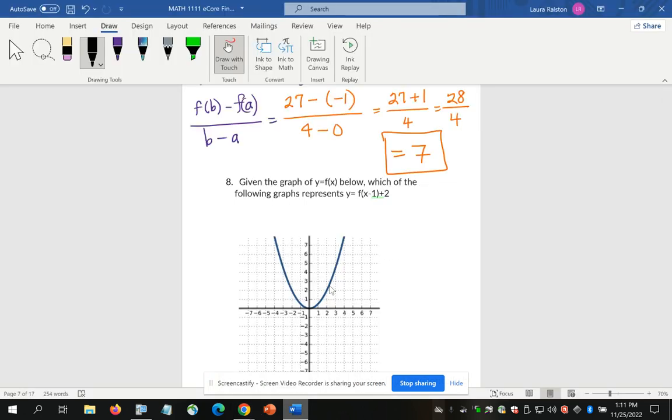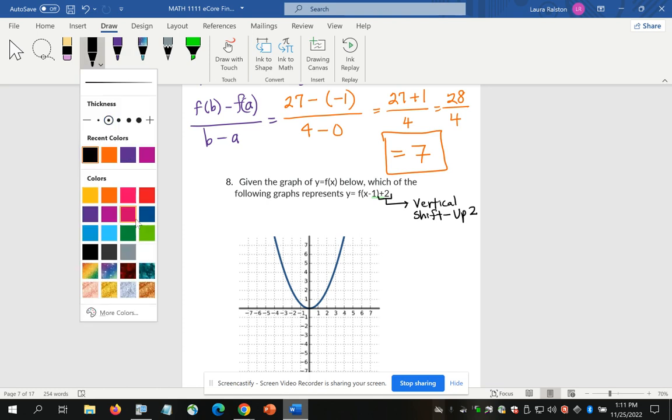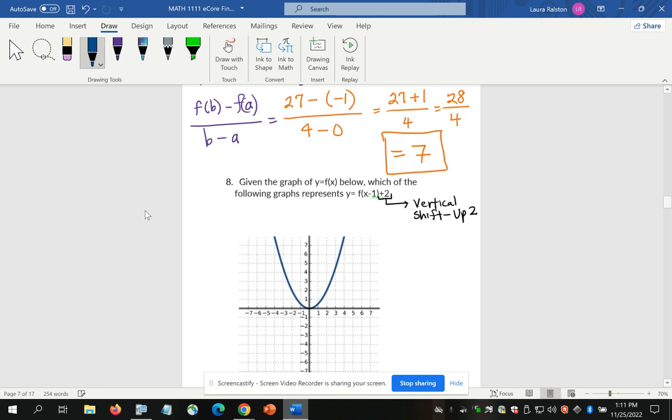I remember that this +2 out here at the end is a vertical shift. And since it's positive, that tells me I'm going to go up 2 units. I also remember that the -1 inside the parentheses is a horizontal shift, or a horizontal translation. And it's backwards. Since it's a minus, it's actually going to go to the right, backwards to what you would think. So it goes right 1.